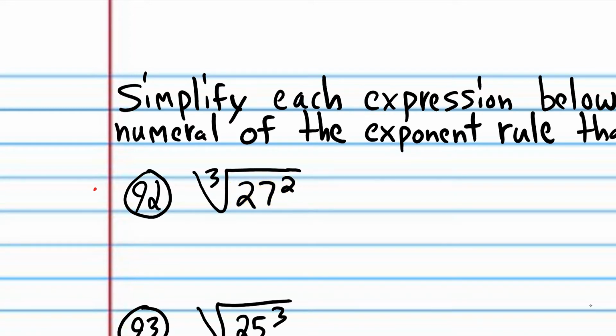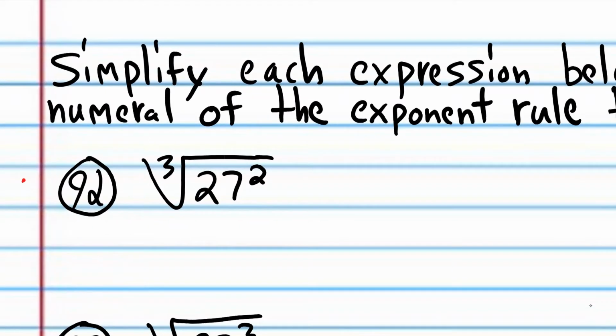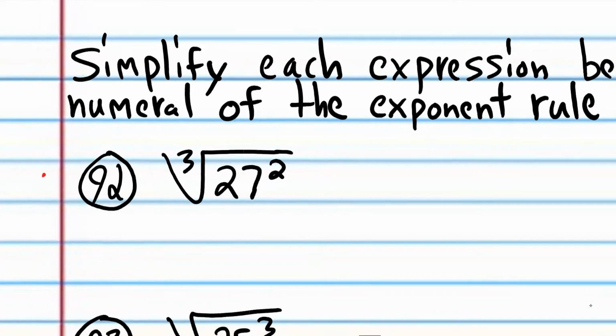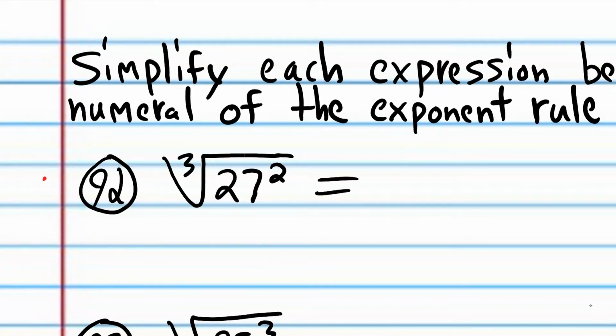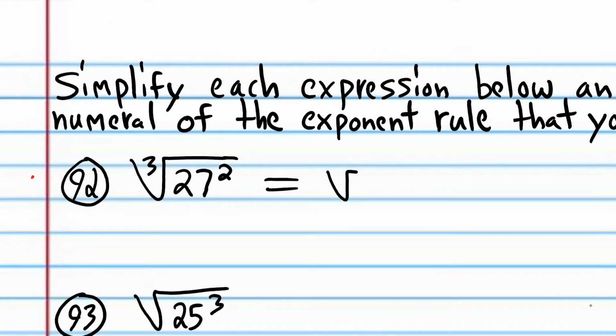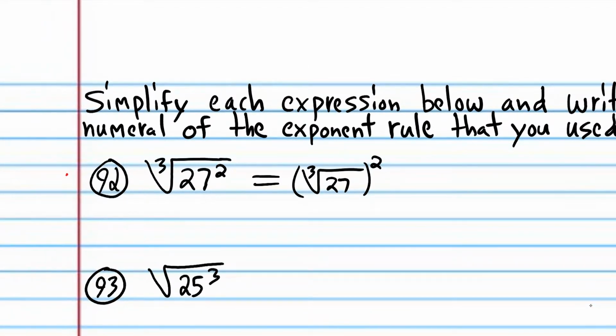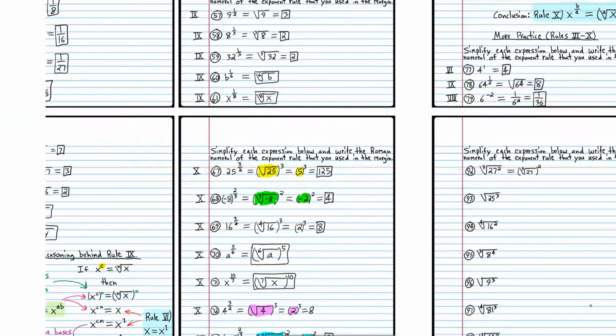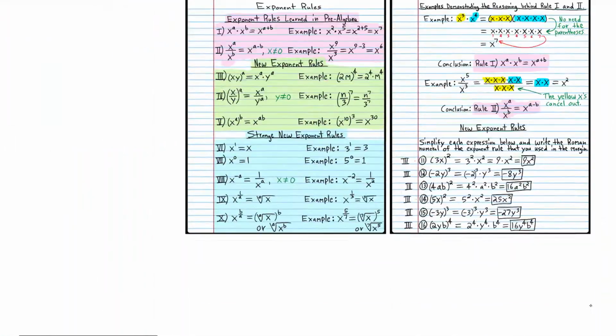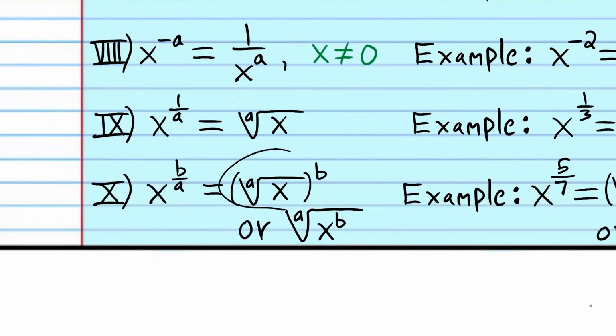But wait a second. 27 to the 2nd power, that number's too big. So we don't want to do that. But we can actually change the form of this. We can change it so it looks like the form we were using before, and now the 2 goes on the outside. That's equivalent. It's very important that you understand that when rule number 10 says it can be this expression or it can be this expression, that means that these two are equal.